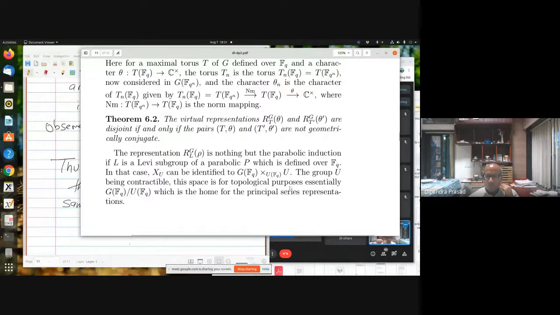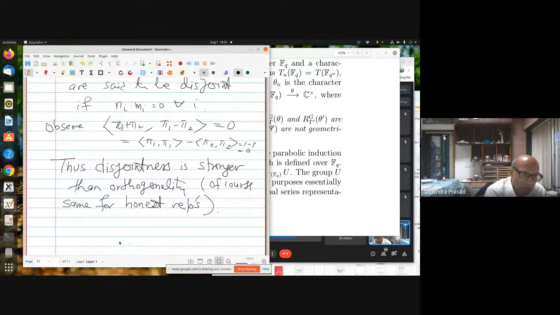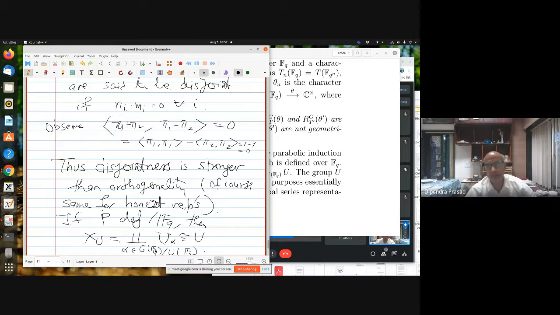So this variety, if P is a parabolic defined over F_q, then X_U is, as a variety, a disjoint union of U_alpha isomorphic to U, where alpha runs over G^F_q. It is as many copies of the unipotent group, which is an irreducible variety, but then it is a disjoint union. And therefore, cohomologically, the cohomology of X_U is the cohomology of U, which is the cohomology of a point, and therefore it is just a direct sum of so many points, which is nothing but just this object.